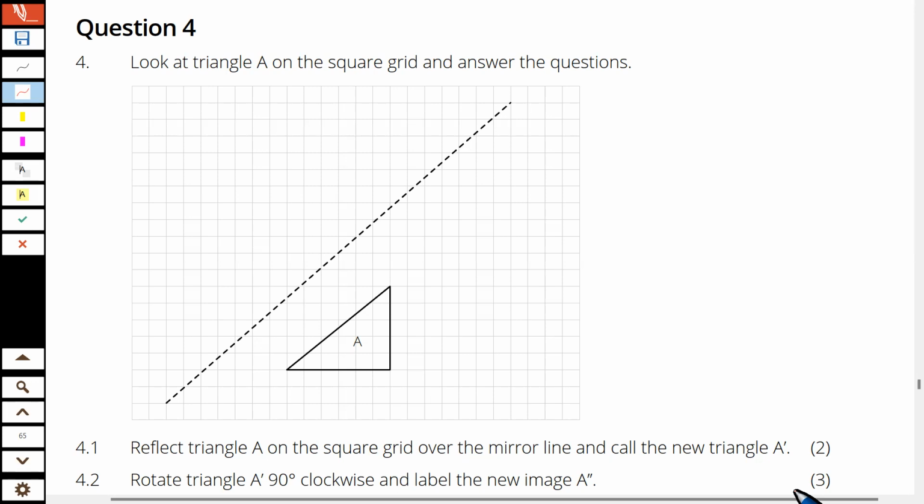Right, so you need to reflect the triangle A on the square grid over the mirror line and call the new triangle. So we're dealing with 4.1. So now, in your view, if you reflect this triangle here, where will the image be? On the other side of the line, facing the triangle A. On the other side of the line, facing which side? To the right to triangle A.